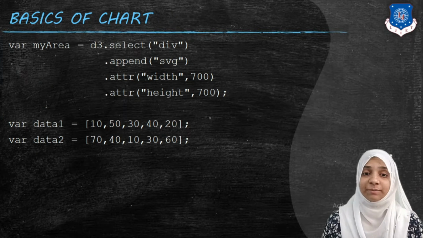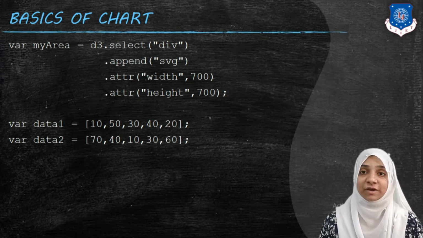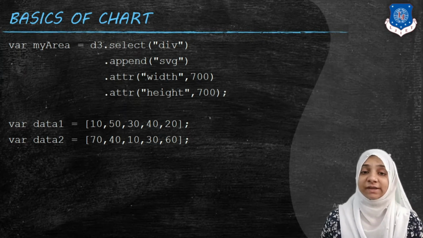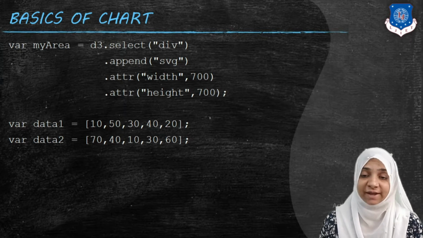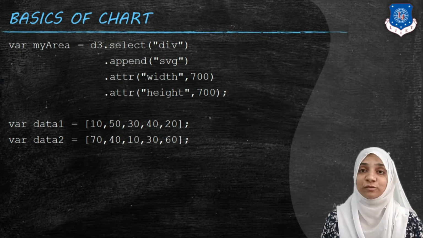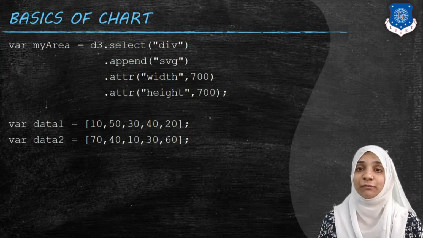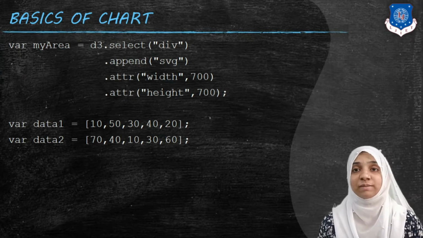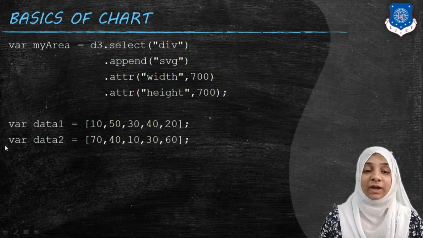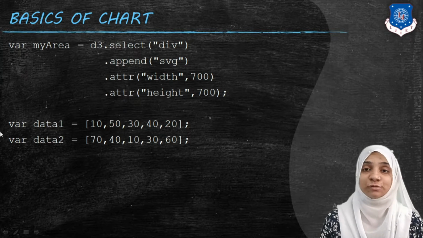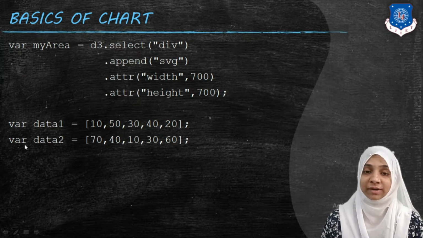Now within the script, we must initialize some variables. The first variable represents the SVG area. That is, my area is defined as d3.select of the div tag. Within the div, we are appending a new SVG tag of width and height 700 pixels by 700 pixels. And obviously we have two different data sets, each of which will get associated on a click of the two different buttons.